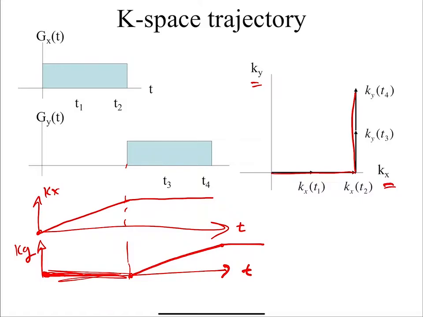And then the one on the right is the parametric plot where you're plotting kx and ky and time is the implicit parameter. All right, so it's important to keep in mind that those are the two main ways we're going to be plotting the k-space trajectory. Okay, so are there questions?